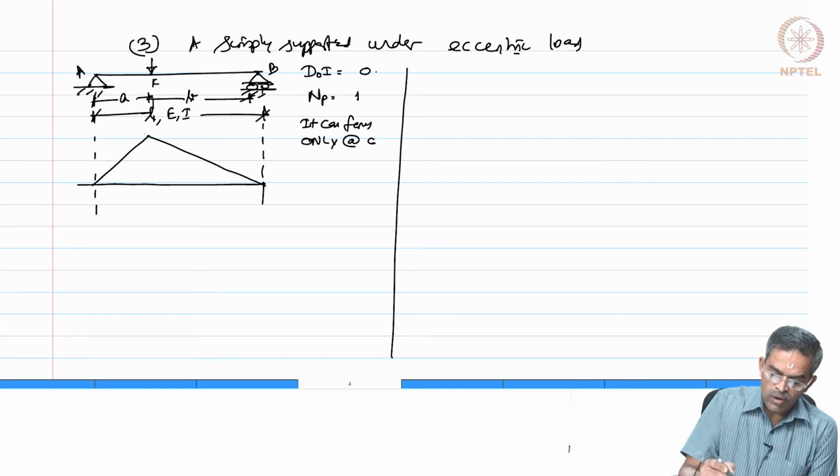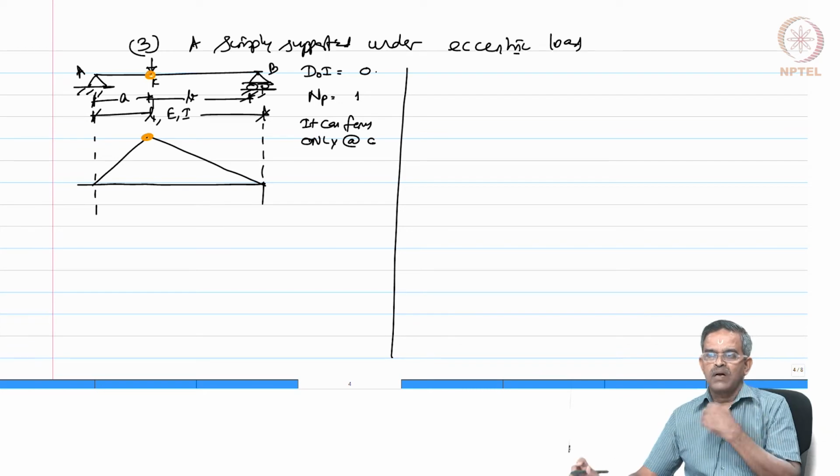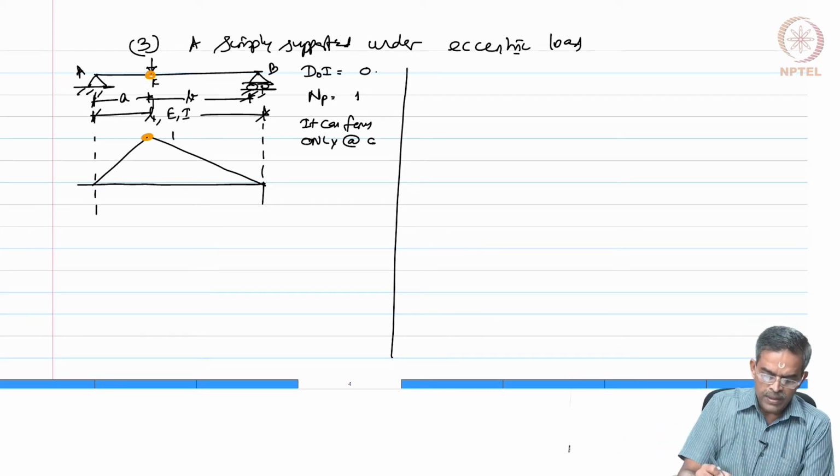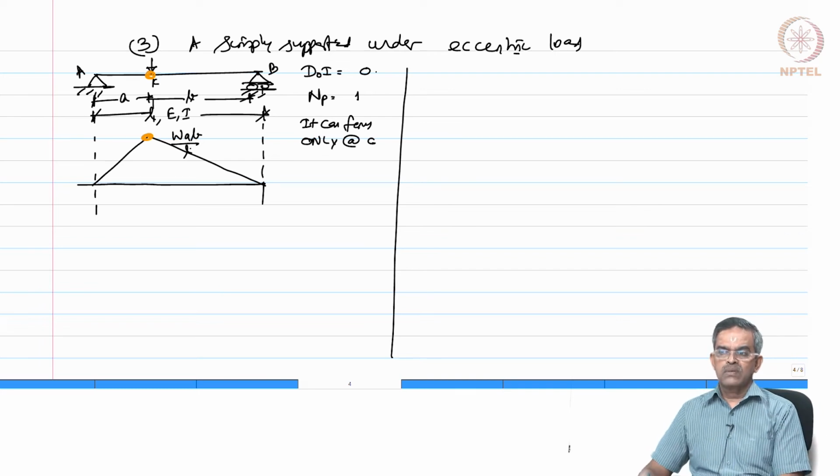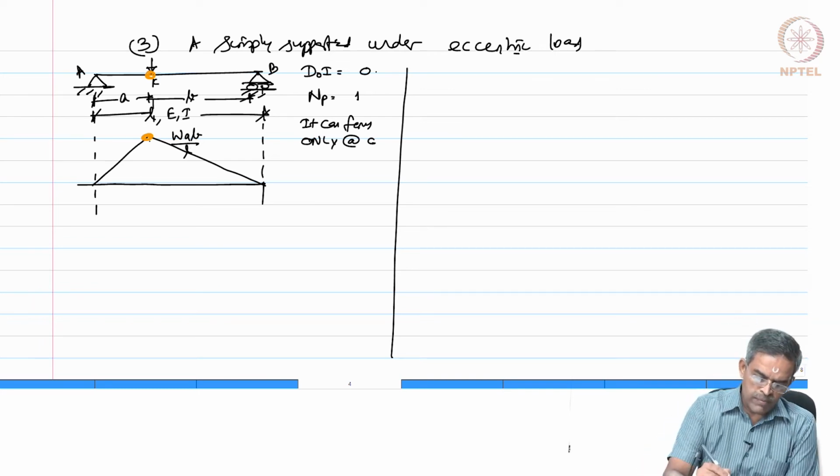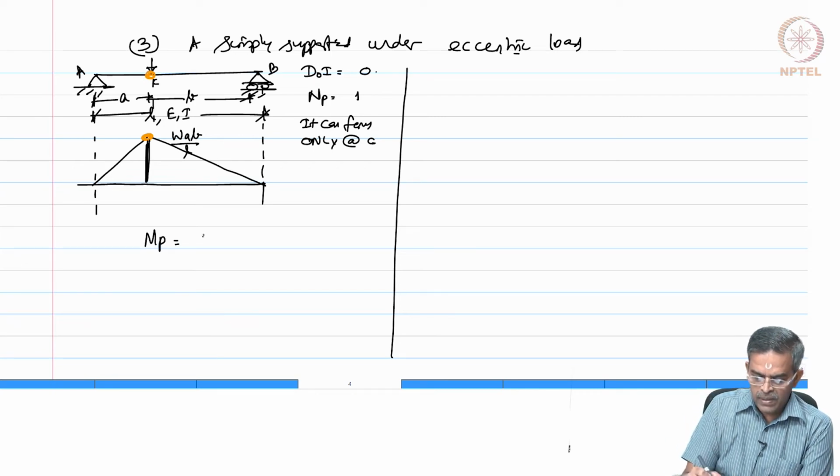So, the hinge can form only at one point, that is here, and we all know that value will be W A B by L. I think we know how to compute this, is it not? So, this is the point where the hinge is formed. Therefore, I can say MP is W A B by L.